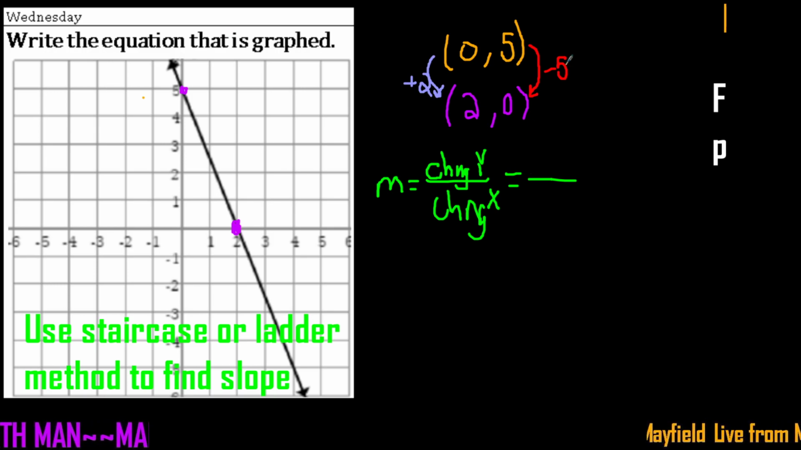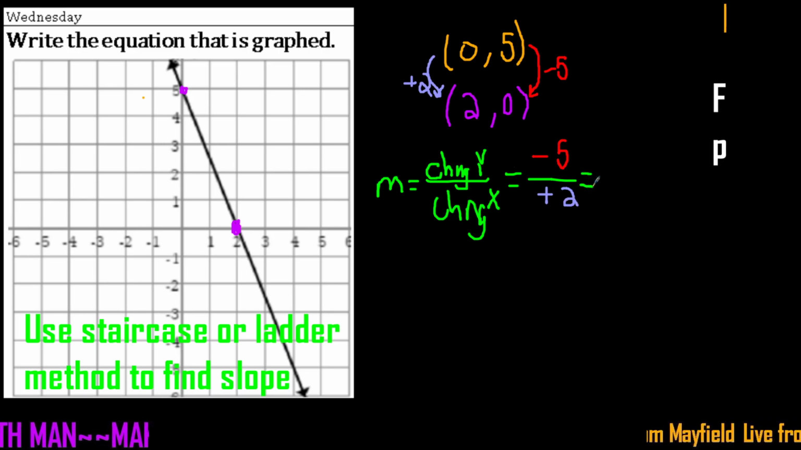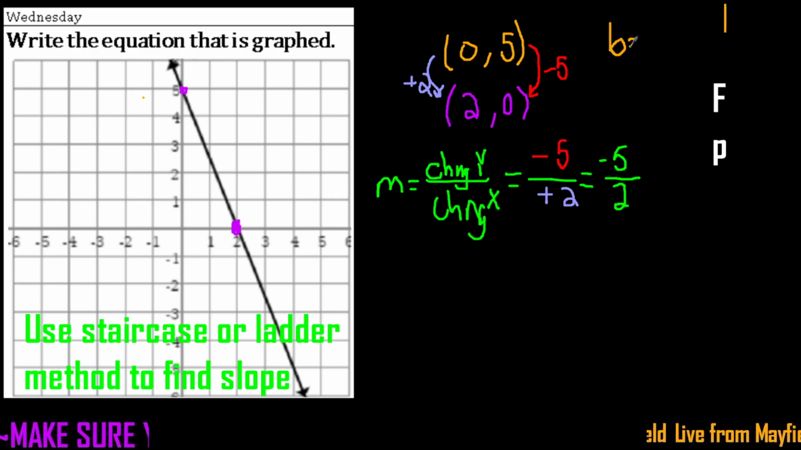So we have our change in y, we said was -5, and our change in x was +2. Again, it is the ratio of those two, so very simply we have -5 over 2. So if that is our slope, again, we said our y-intercept was b, so we said b was equal to 5.